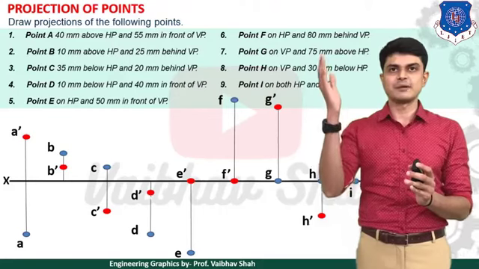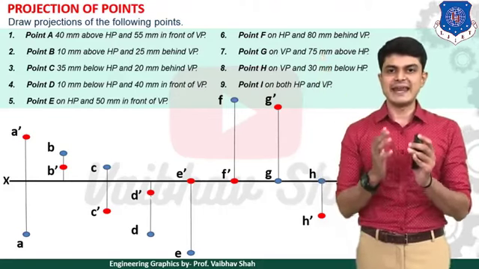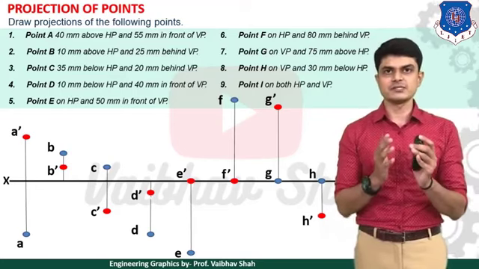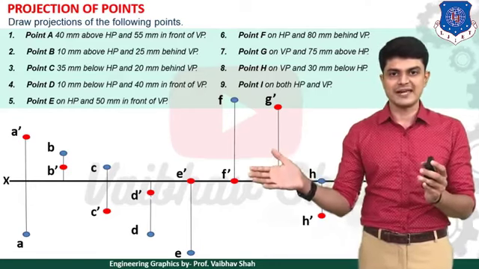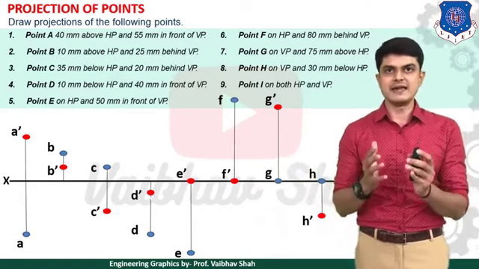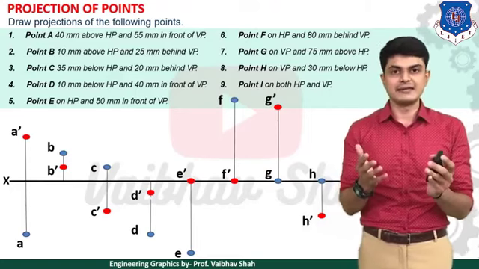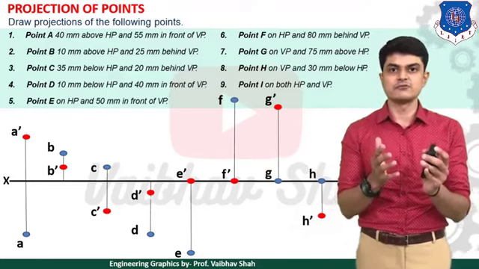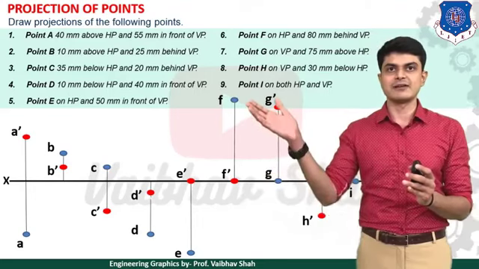Then after, let us move to example number 6 here. Point F is on HP and 80 mm behind VP. So now let us plot. First, point is on HP, that means on XY line itself. So F dash would be on XY line, as you can see, and which is 80 mm behind VP. So behind means what? Above XY line. So whenever the point is behind VP, your point's answer would be above XY line. So let us plot this point 80 mm above XY line like this.